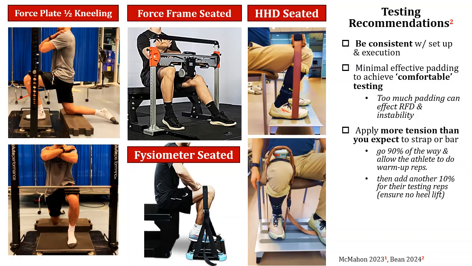Apply more tension to the belt or the fixated system than you otherwise would, particularly with your DIY setup with the handheld dynamometer. So go 90% of the way with tension for the warm-up repetitions. After the individual does that, go ahead and cinch it up the final 10% to ensure that the heel does not actually lift and that you don't get any energy leaks within the setup or the system itself. And then ensure proper seated height to avoid hip flexor cramping and to achieve best results. So that's going to be right around your 90-degree marker of hip flexion as shown.